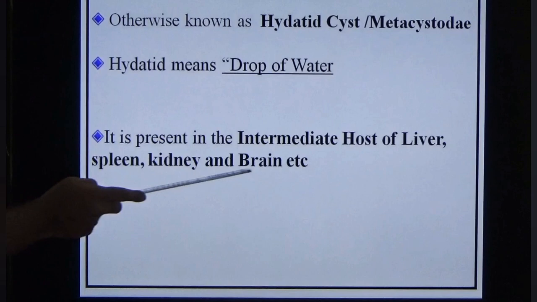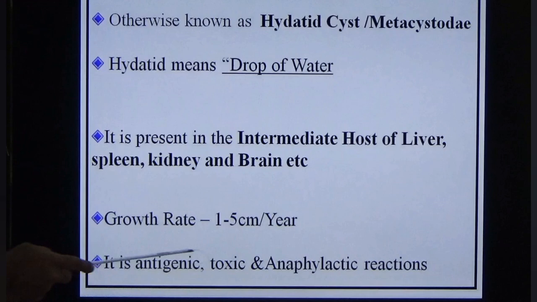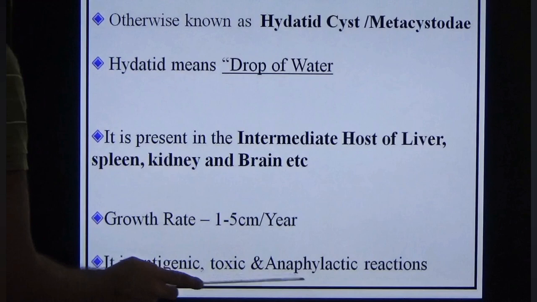The growth rate of this hydatid cyst is 1 to 5 cm in a year. This hydatid cyst has an antigenic character and is very toxic, and it produces an anaphylactic reaction. It is a type of hypersensitivity reaction.